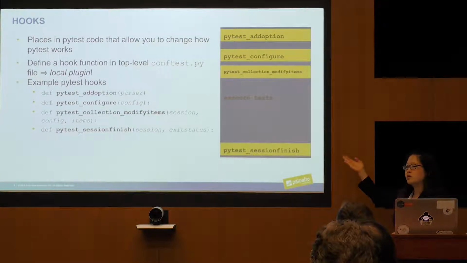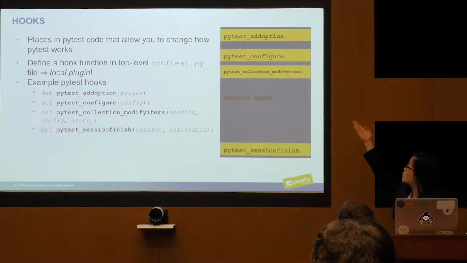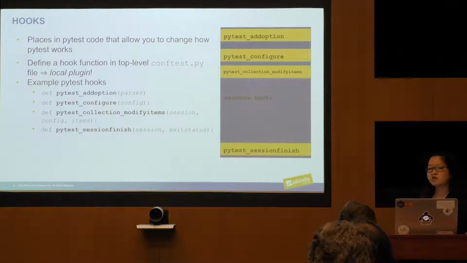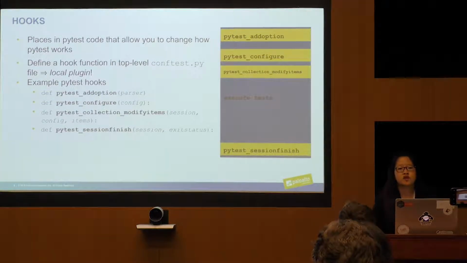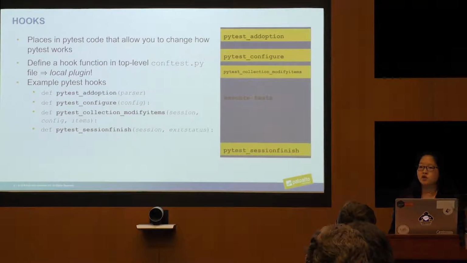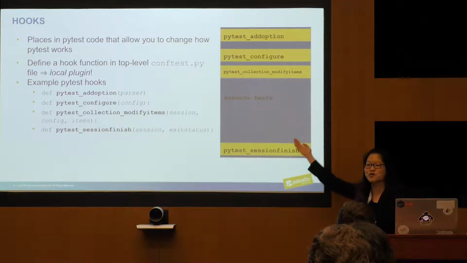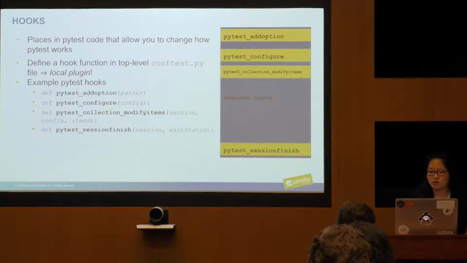But if you do implement these functions, pytest_addoption, pytest_configure, pytest_collection_modifyitems, and pytest_sessionfinish, by implementing those functions, you can change the behavior at those points in the test execution. With, very importantly, also the actual test execution going on in between. But this map is not drawn to scale, so don't worry about the details too much.